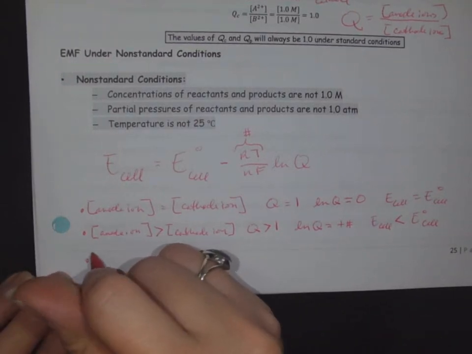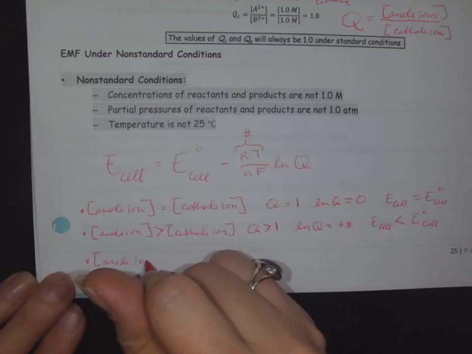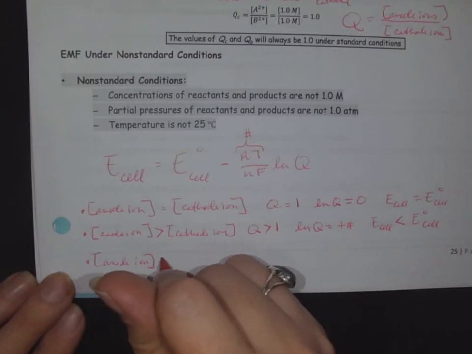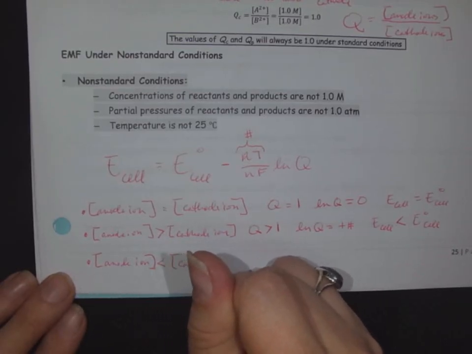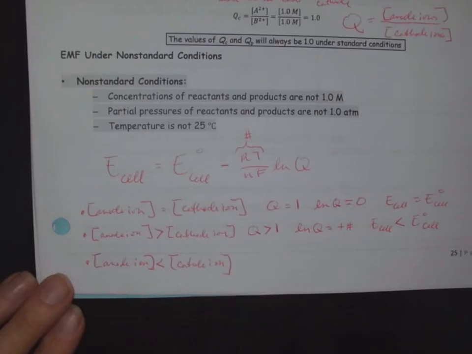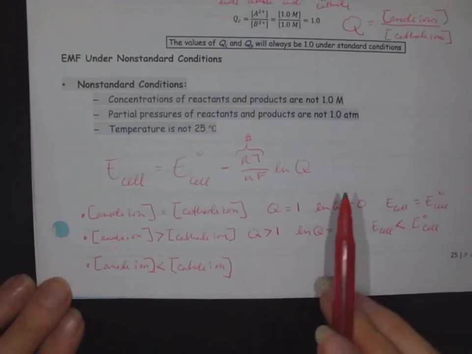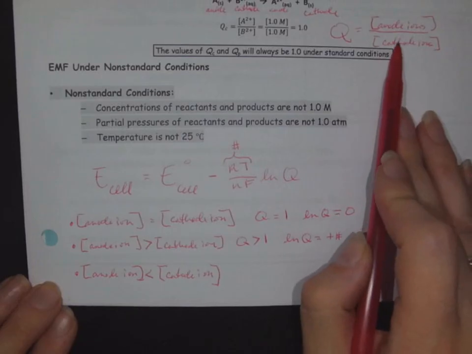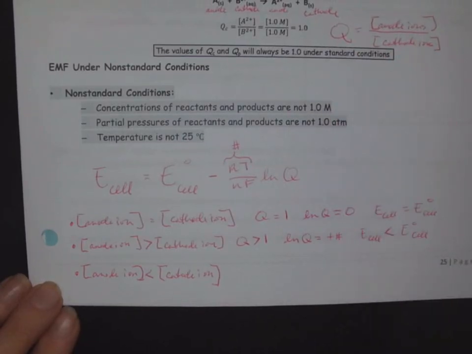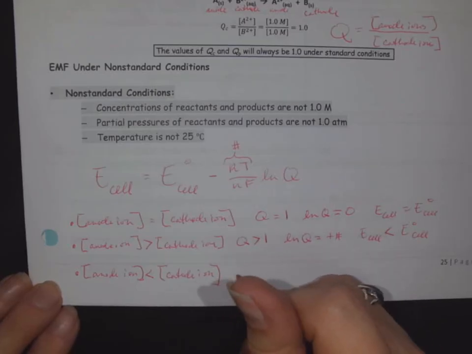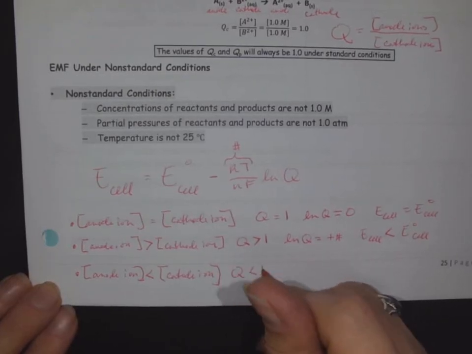Now what if it's the opposite from this? What if we decrease the anode ion and/or increase the cathode ion? Not the solid, but the ion floating in the solution. That would result in a smaller number over a bigger number, so Q would be less than 1. Not 0, but less than 1.